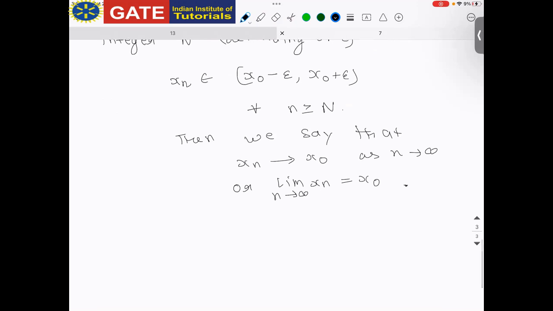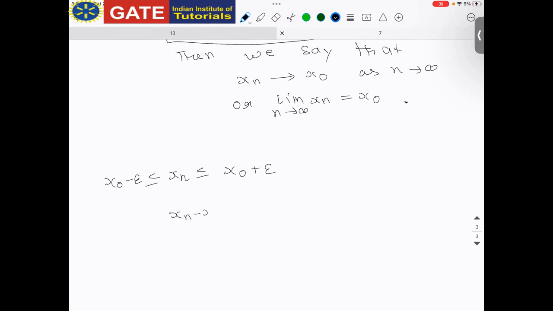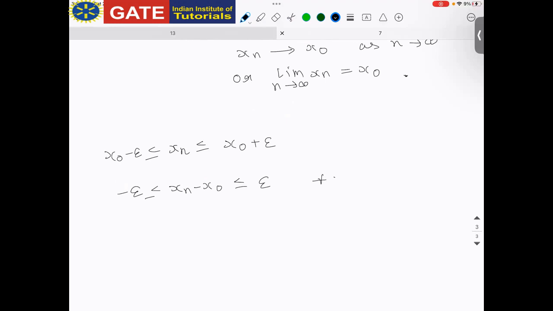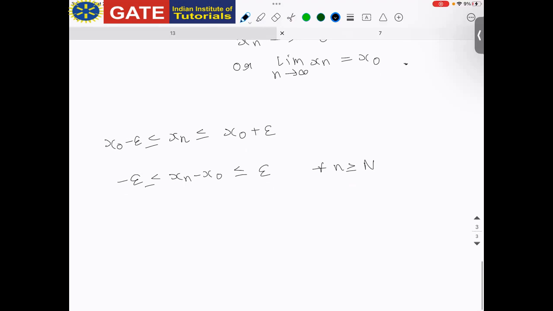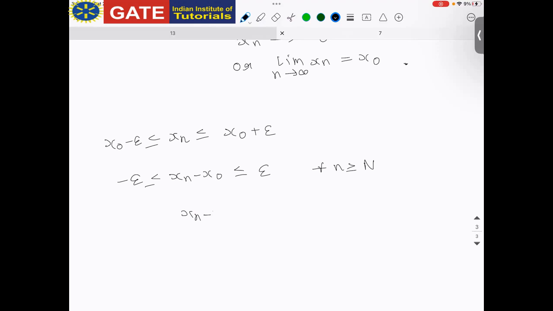Okay. Now look at this equation again. This is same as xn is lesser than equal to x0 plus epsilon and greater than equal to x0 minus epsilon. Right? This is xn minus x0 is lesser than epsilon and greater than equal to minus epsilon for all n greater than equal to some capital N. This means that the tail part has to be inside the epsilon neighborhood around x0. So this is same as modulus of xn minus x0 lesser than epsilon for all n greater than equal to capital N.